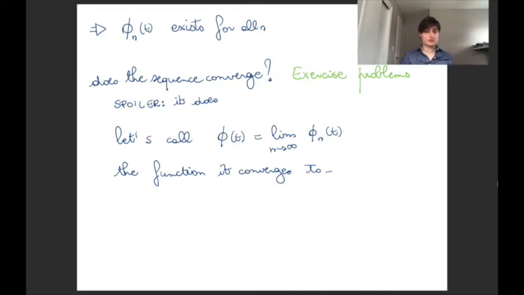Does the sequence converge? I'm going to leave this as an exercise problem, but I'm going to give you a spoiler: it does, and we call phi(t) the function it converges to. So what we're taking is the limit for n tending to infinity of the function phi n. And we say that this limit exists for t in a certain neighborhood, from t0 minus h to t0 plus h. This limit exists, and we call this limit phi(t).